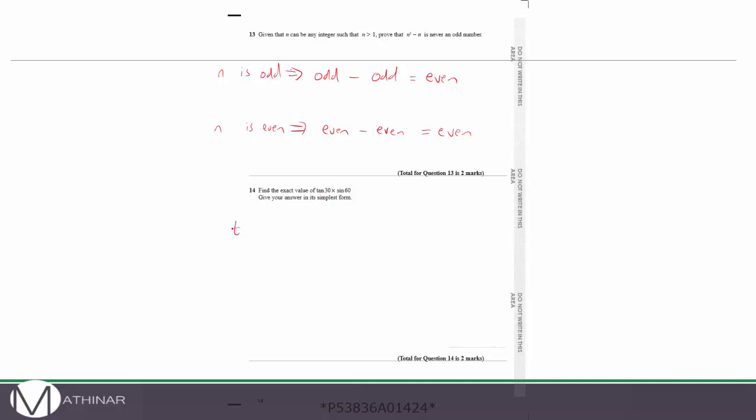So tan 30 is equal to 1 over the square root of 3, and tan 60 is equal to root 3. So if we multiply these together, tan 30 times tan 60, we get 1 over root 3 times root 3 over 2, which is root 3 over 2 root 3. The root 3s can cancel, leaving us with 1 over 2, or 1/2. And that will get you your 2 marks.